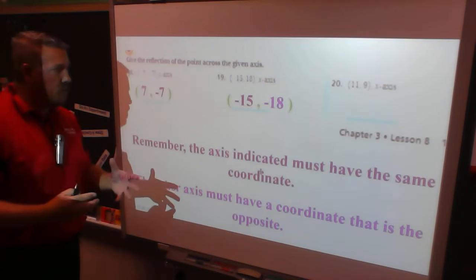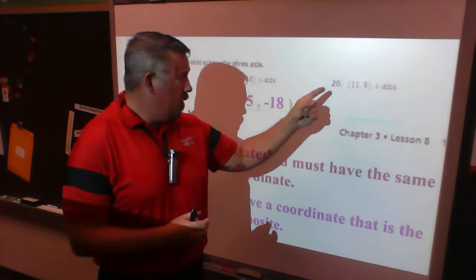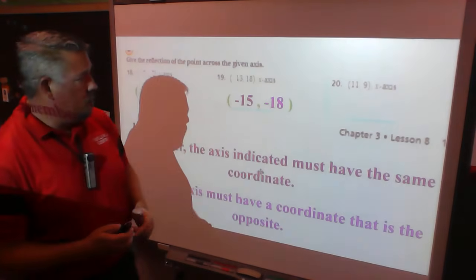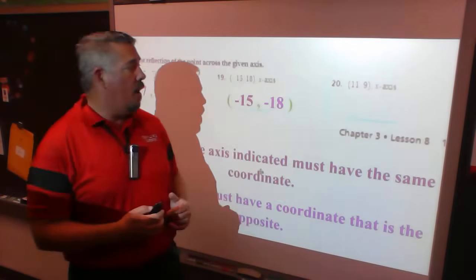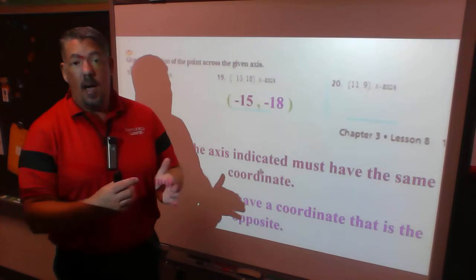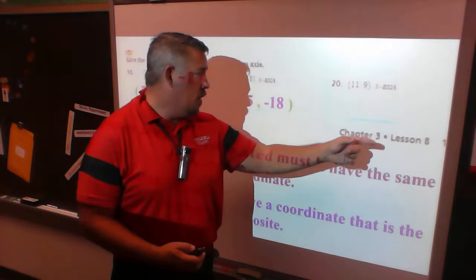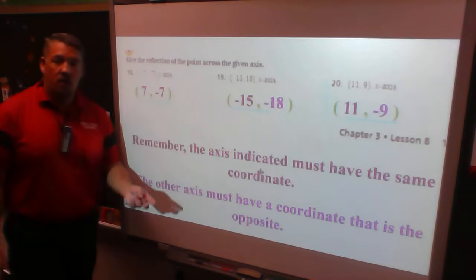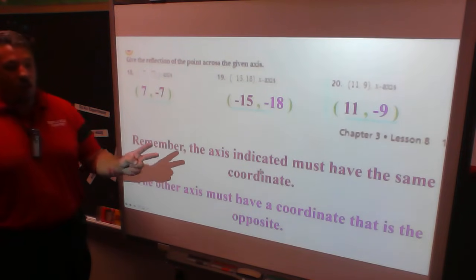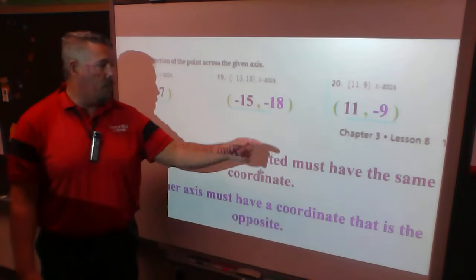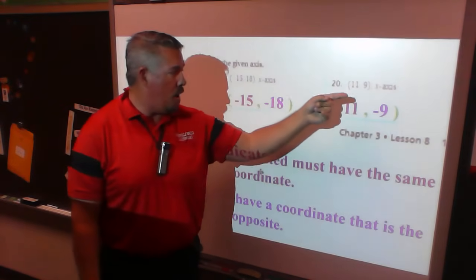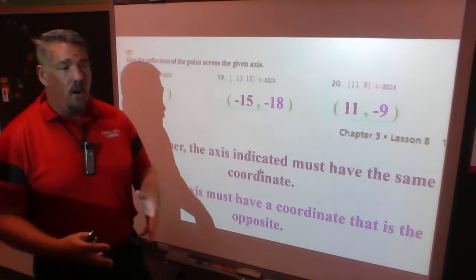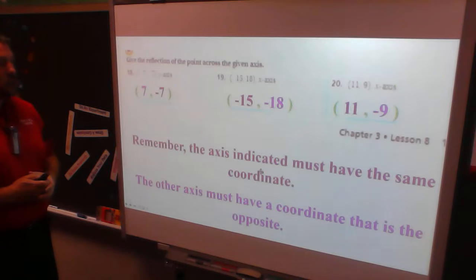Hopefully you looked at it, you thought my x-axis, my first one, has to be the same, so I know I'm going to stay at a +11, but it has to be the opposite, therefore, on the y, the second one, and therefore I'm going to do, instead of a +9, I'm going to do a -9. I'm going to drop down from quadrant 1, positive, down to quadrant 4 when I plot it across the y-axis.